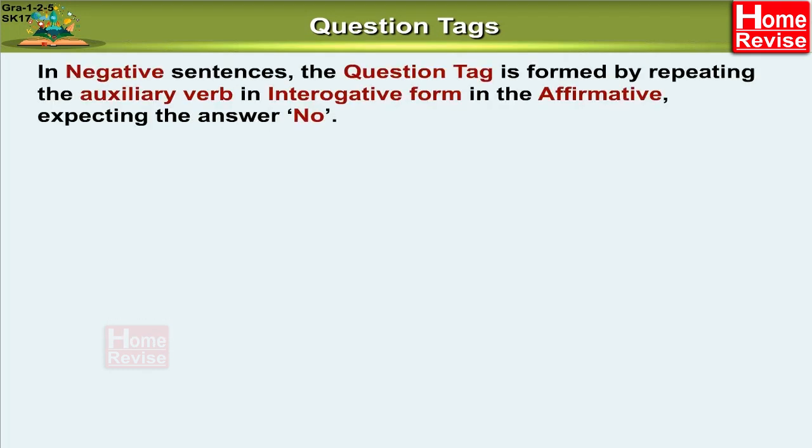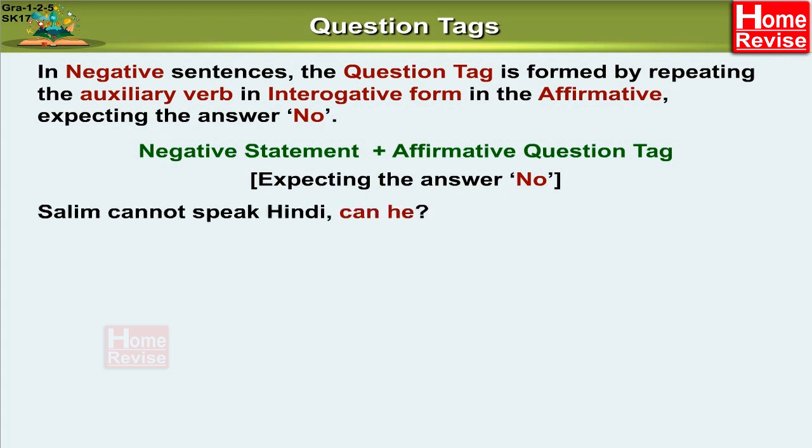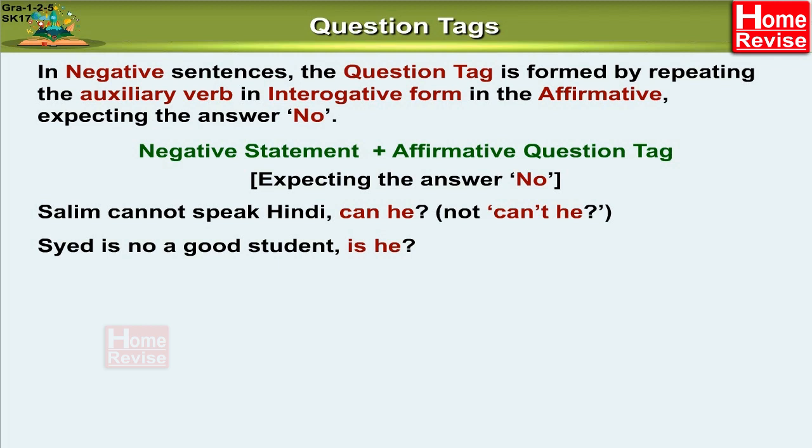In negative sentences, the question tag is formed by repeating the auxiliary verb in interrogative form in the affirmative, expecting the answer no. Negative statement plus affirmative question tag, expecting the answer no. Salim cannot speak Hindi, can he? Not can't he. Saeed is not a good student, is he? Not isn't he.